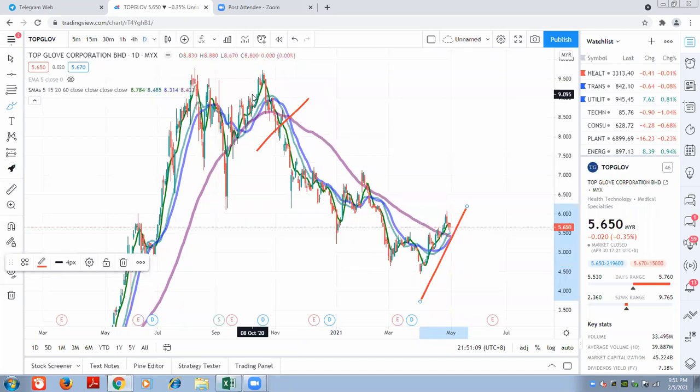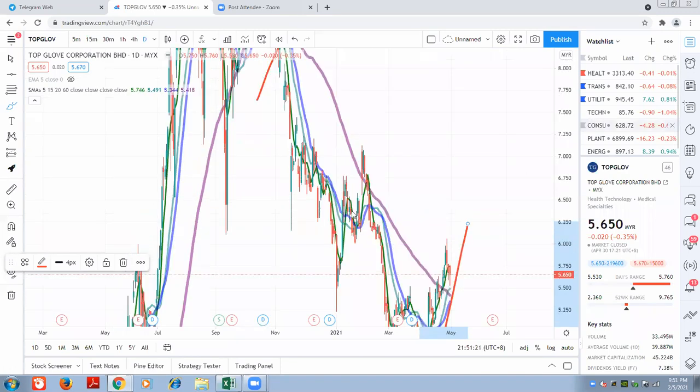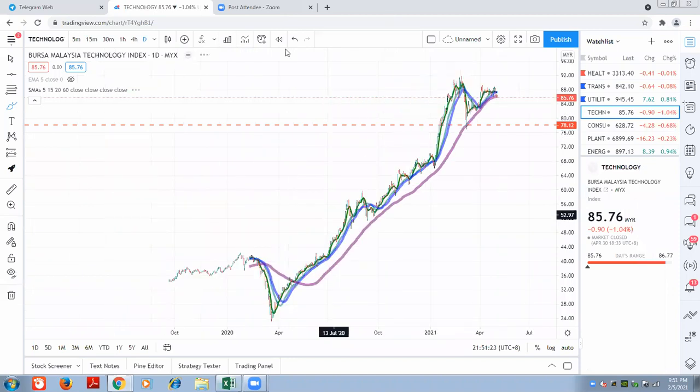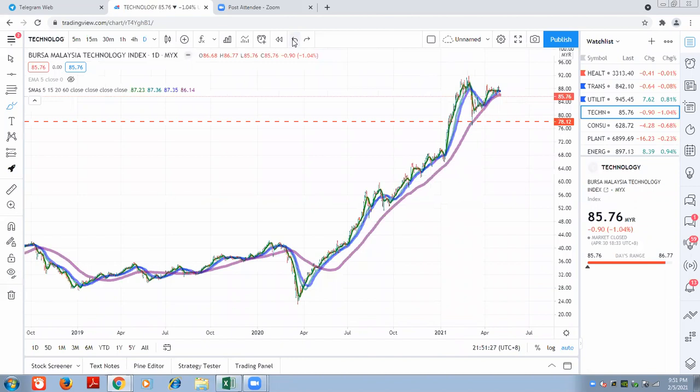When MA20 is intersected first, MA20 is at the top. So in this case, which one is the MA20? It's a bit different from mine. Somehow it becomes more confusing.